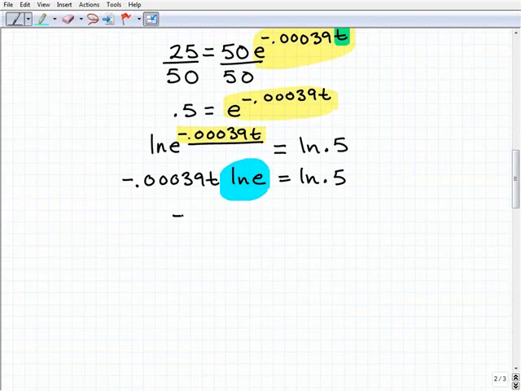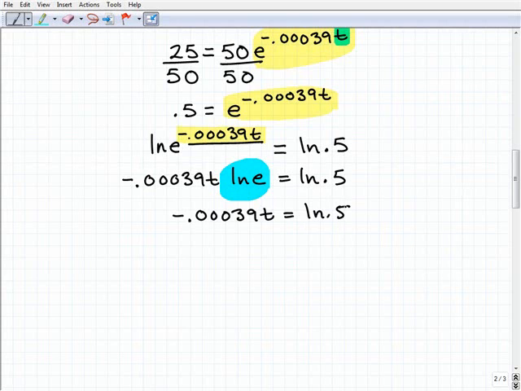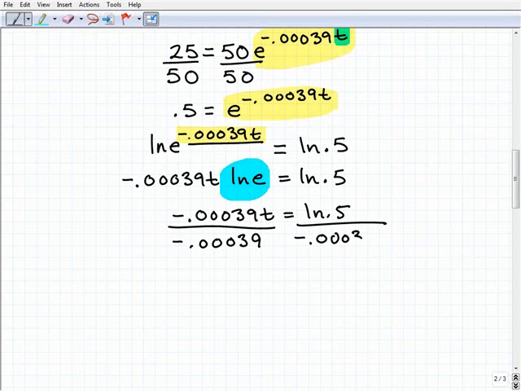So our equation distills down to negative 0.00039 t equals ln 0.5. And of course, to solve for t, I simply just need to divide both sides of the equation by negative 0.00039. And this is going to be negative 0.00039 over here.